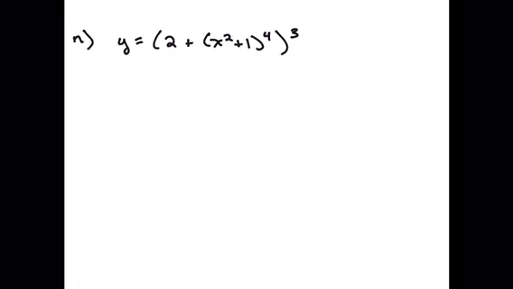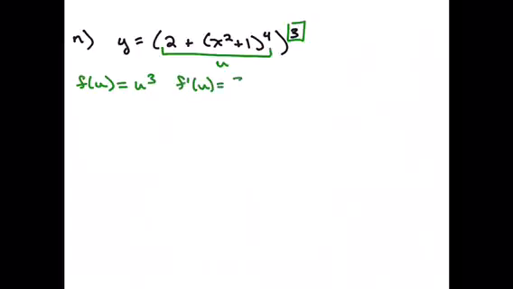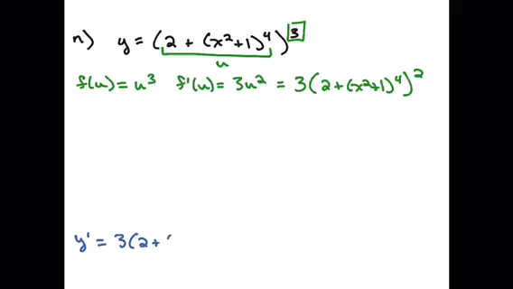Okay, let's try another one. Here, if I see my outermost function as something raised to the third power, we can let that be our u. Then our function in terms of u is u cubed. Its derivative is 3u squared. And if I put that back in terms of the original function, it's 3 times (2 plus (x squared plus 1) to the 4th), all squared. So that's the derivative of the outermost function. So we'll write that down here.